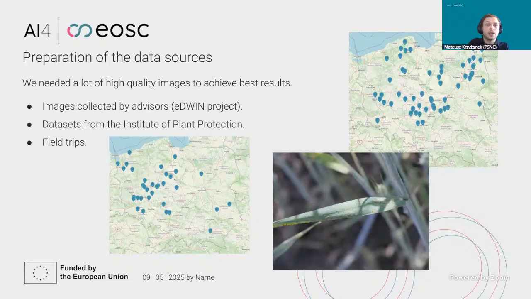Another layer of complexity involves the diversity of real-world conditions. Lighting, camera types, angle of photos, and background elements vary greatly between images. And while this variability can improve model generalization, it also increases the risk of noise in the dataset.